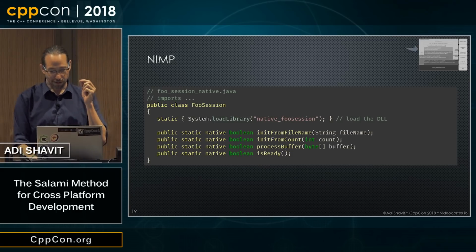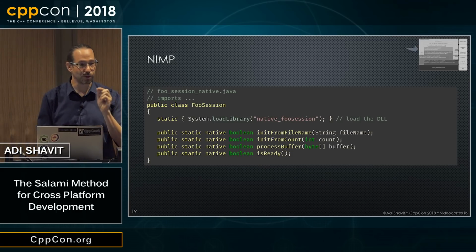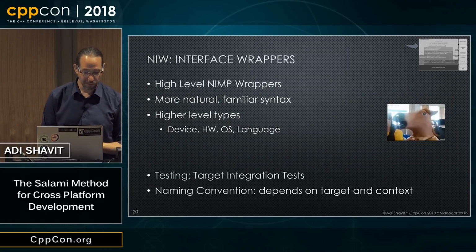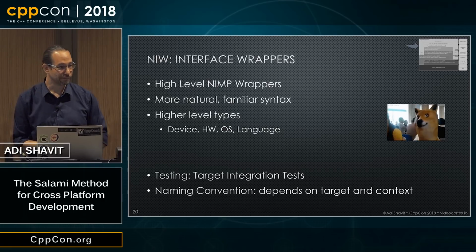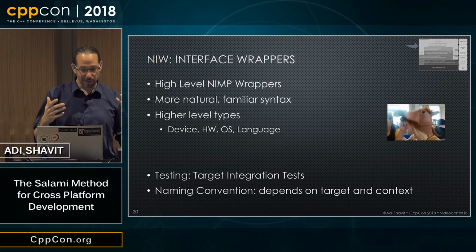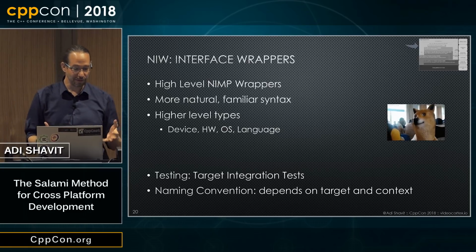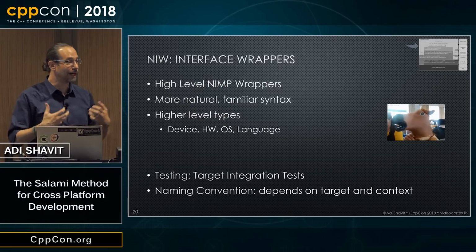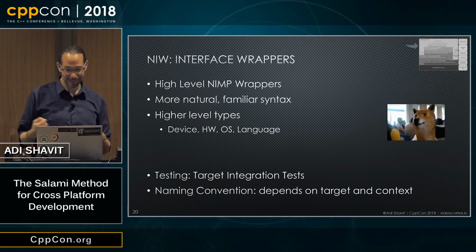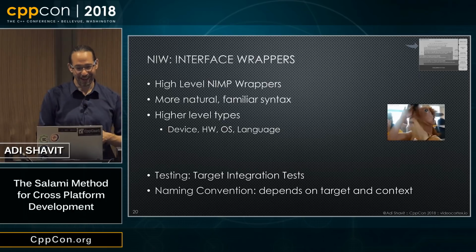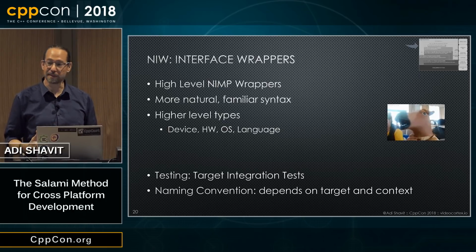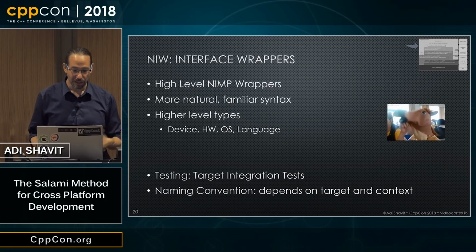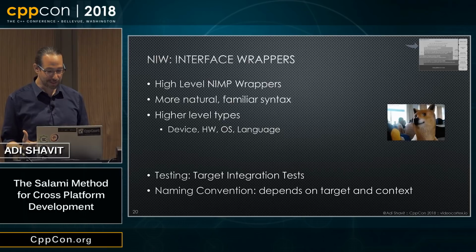So one very important thing, and it's very easy to not do this in your project, but I think it makes a world of difference, is the last layer, which I call the interface wrappers. This gives us a high-level wrapper for the native interface, the native import layer. It gives the more natural, more familiar syntax, much more typical idioms for the target platform, right? So I'll show you an example and you'll see exactly what I mean in a second.